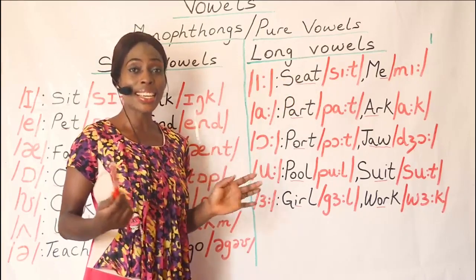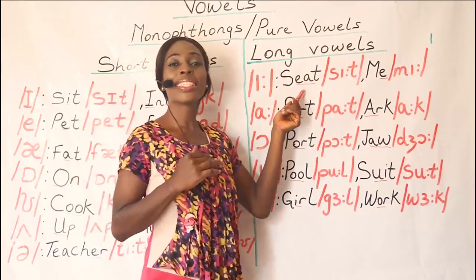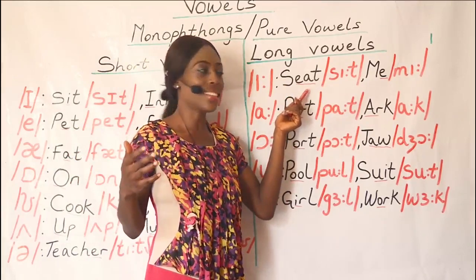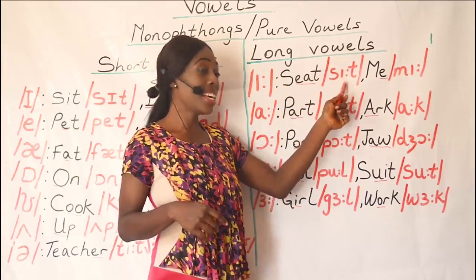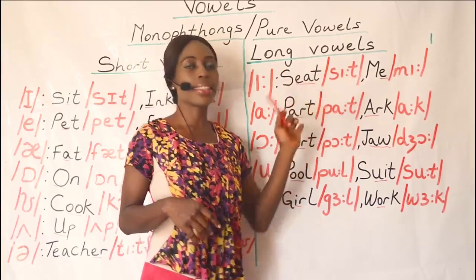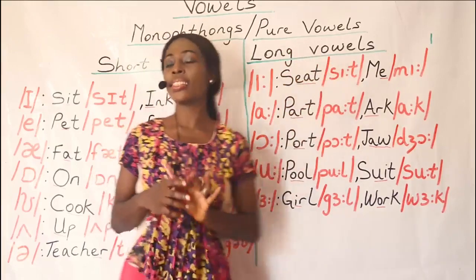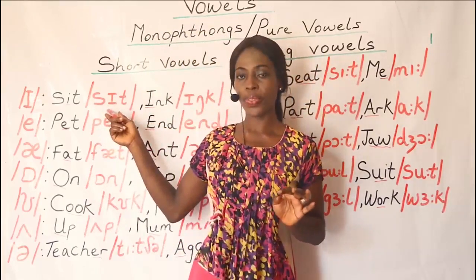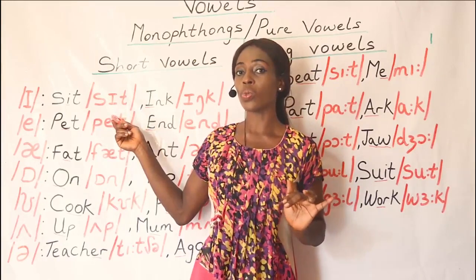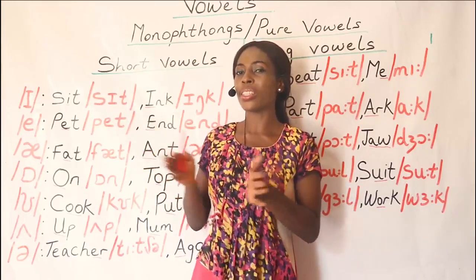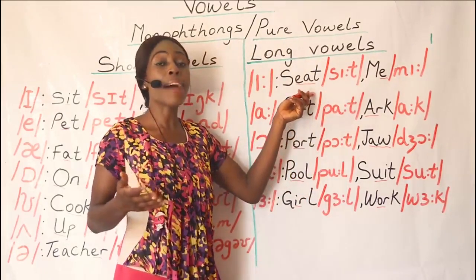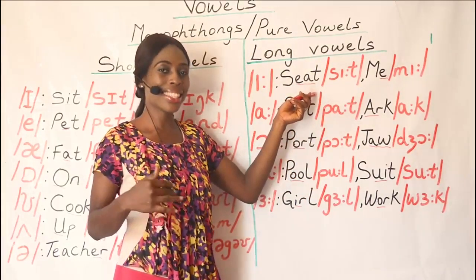This sound E is found in seeds. Eat. Now this seed is different from sit. This is sit. Sit down. Sit down is a short sound. Seeds. Can I have my seeds, please?